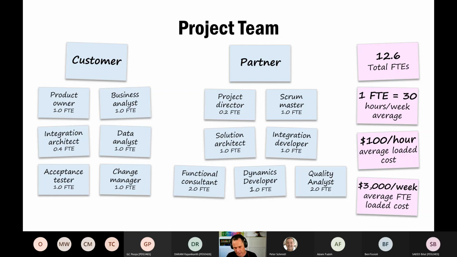The other hours of the week are taken up by personal leave and bank holidays and working on other projects and working on support tasks and those kinds of things. And if we say that the average person here has a fully loaded cost of $100 an hour, might be more, might be less in Perth, I'm not sure, then imagine each resource in our team is going to have an average cost of $3,000 per week.